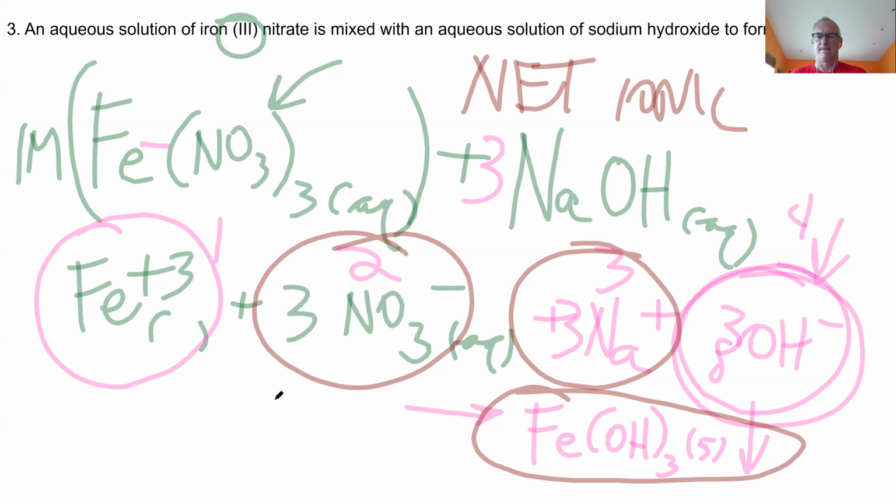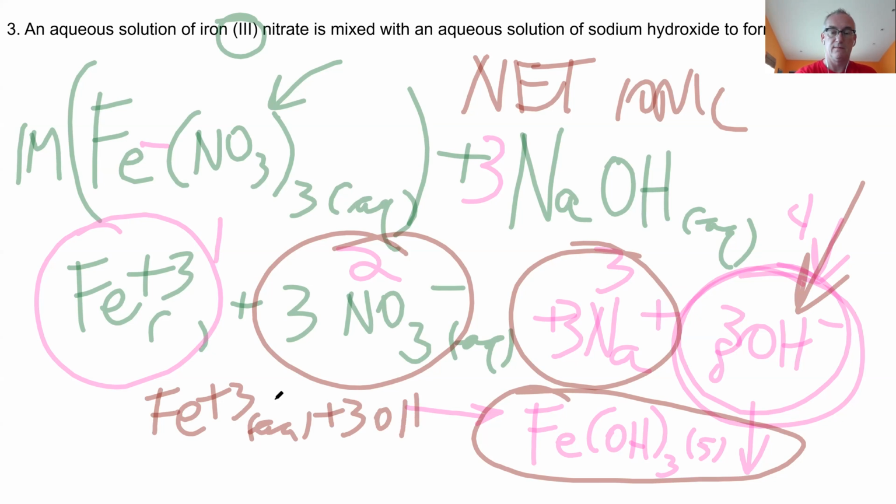Iron 3. And what else? Hydroxide. How many? Three. That would be this. That's our second ion involved. Three moles of hydroxide ions, because it has to balance. Our net ionic equation has to balance.